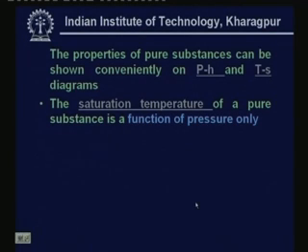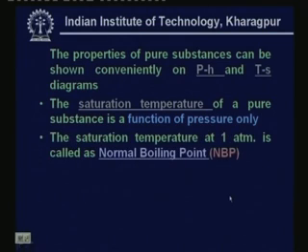So for pure substances, as I said, the saturation temperature is only a function of pressure, and the saturation temperature at 1 atmosphere is called the normal boiling point, or NBP. You know this very well. Now the definition of normal boiling point.